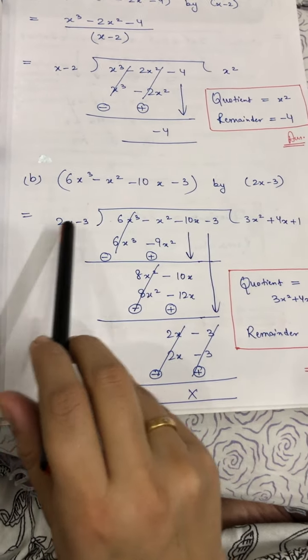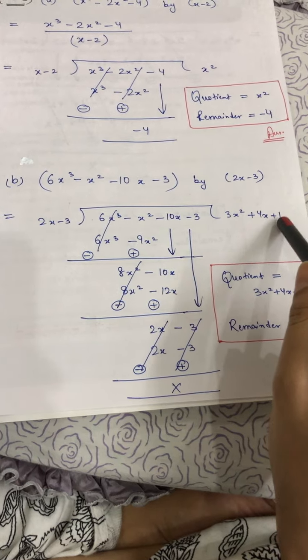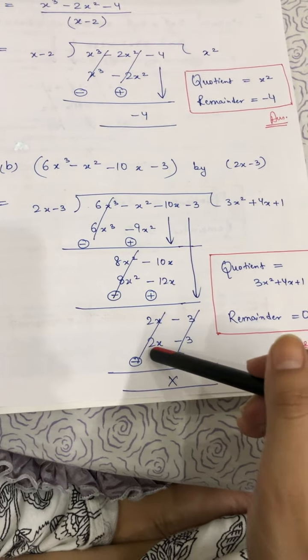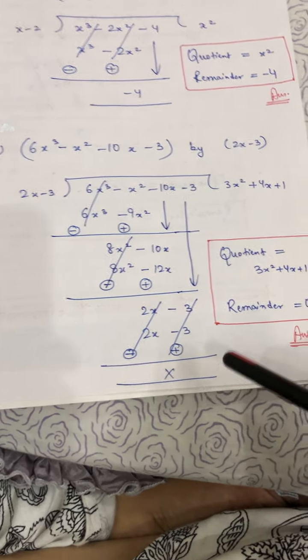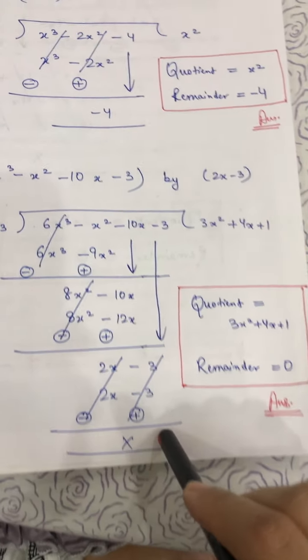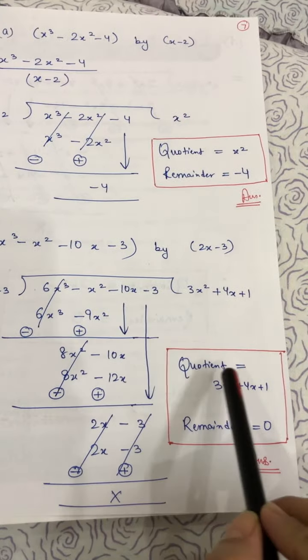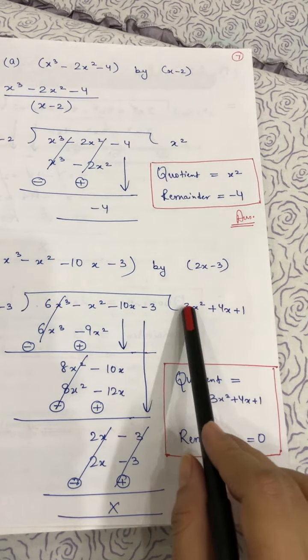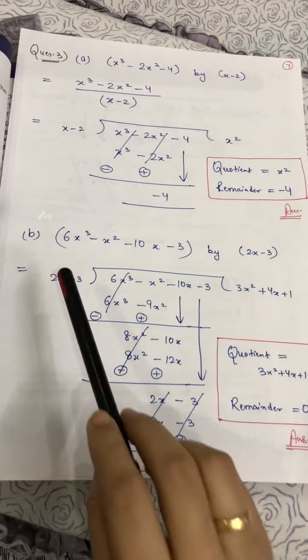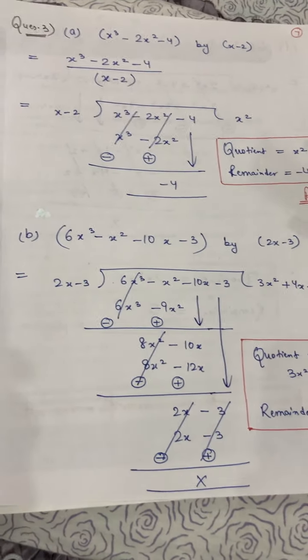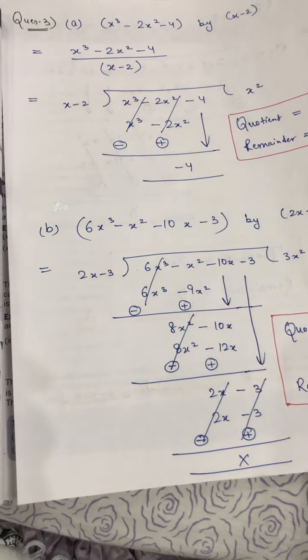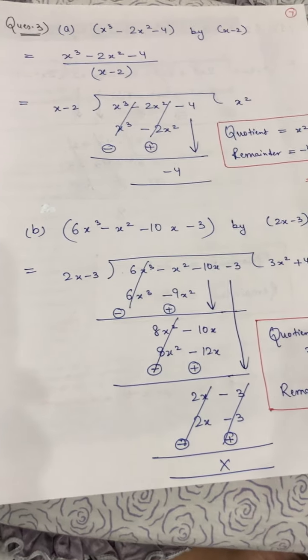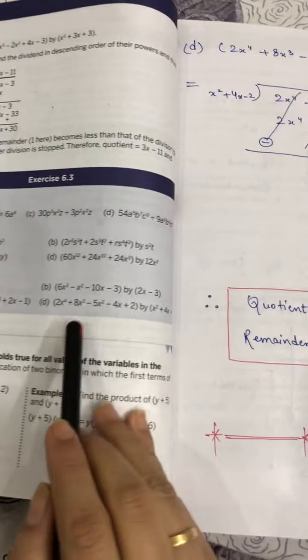So you have to multiply this term with 1, plus 1. So write 2x minus 3 here. Now cancel both the terms and after that the remainder is 0. Write down here the quotient is coming this and the remainder is coming 0. In this way you have to solve A part and B part. C part I'm giving you for homework. I'm going to solve D part.